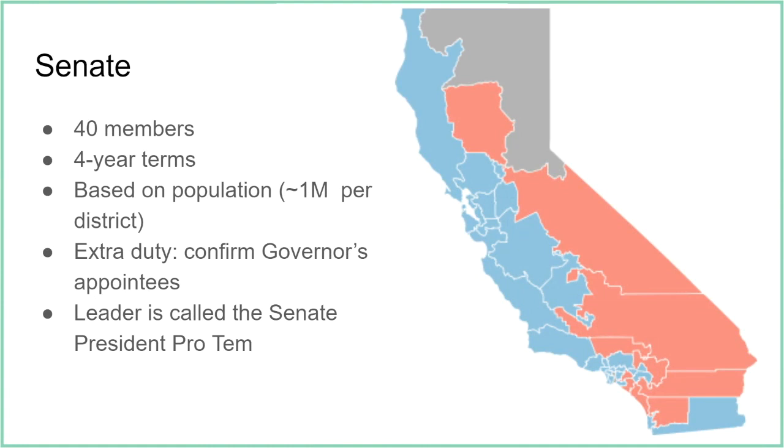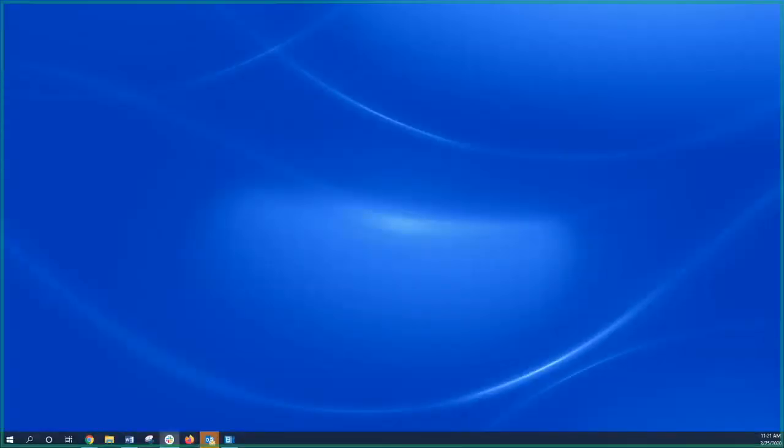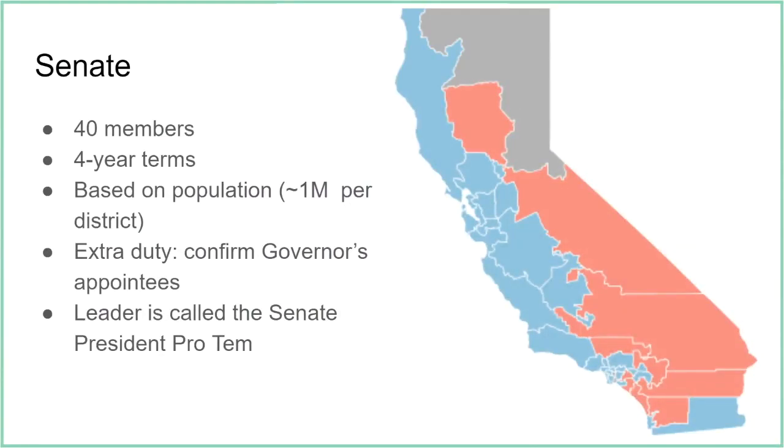So the state government is broken into three branches. Today we're talking about the legislative branch that turns ideas into laws. Ultimately, we will have to discuss the governor's role in creating a law as well, but the first step is to go through the legislature. And the legislature is broken down into the Assembly and the Senate.